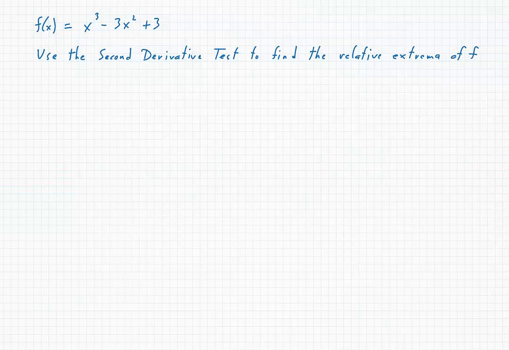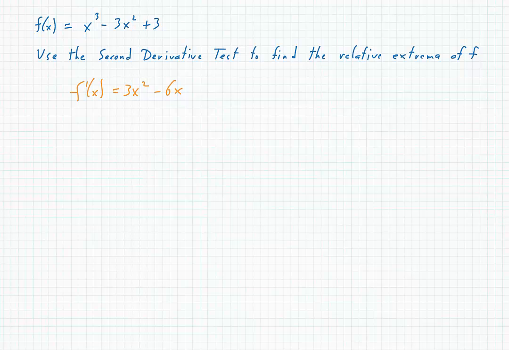Here we're asked to use the second derivative test to find the relative extrema of the function f of x is equal to x to the third minus 3x squared plus 3. Let's see what that process looks like. We're going to start with f prime of x being equal to 3x squared minus 6x.